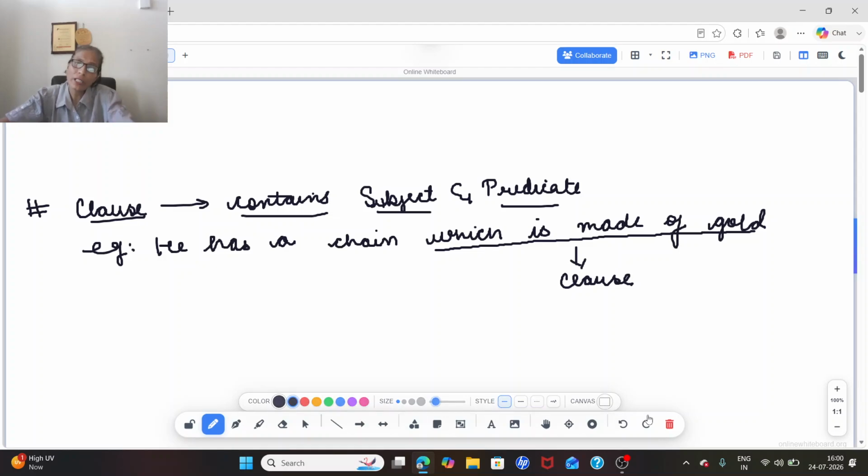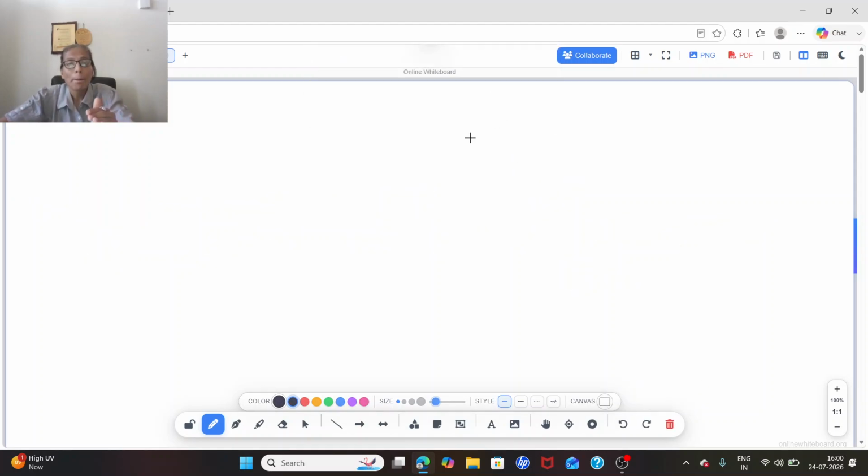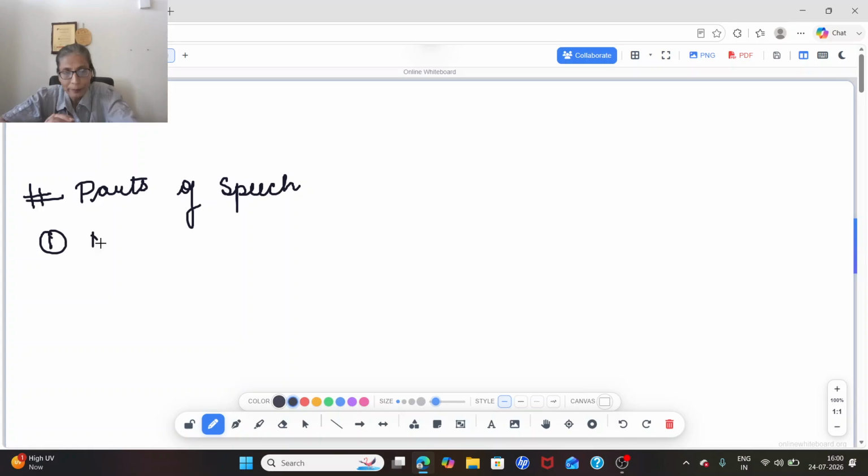Correct? Moving further, we will talk about parts of speech. When we talk about a sentence, a group of words, it has different parts of speech. We have 8 parts of speech in a sentence. The first one is a noun. We will be studying all these in detail in the coming chapters. So the first part of speech is a noun. It is a naming word. If I can name anything and everything around me, it is a noun.